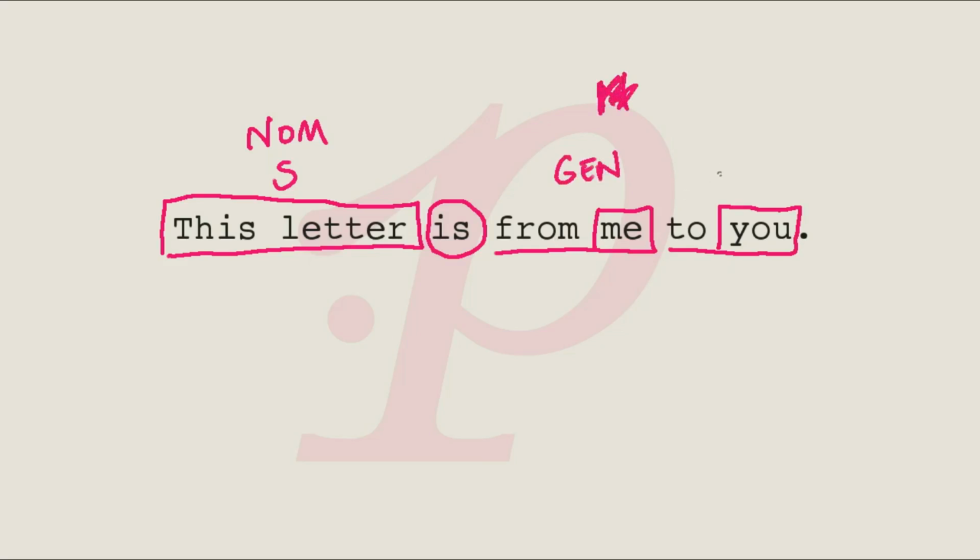From me to you. Well, to you, the letter is going to you. So that's accusative. That's our direct object. The letter is to you. From me, that's not object talk here. That's a modifier. This letter is to you. We could theoretically say that.